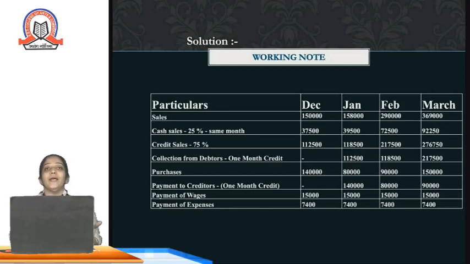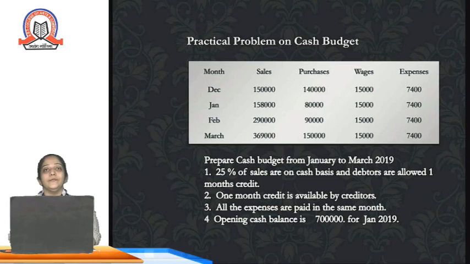These two will be considered as the inflow. So I am supposed to write this in the cash inflow section or receipt section. Now coming to the next item, which is purchases. You have the information of purchases for 4 months.